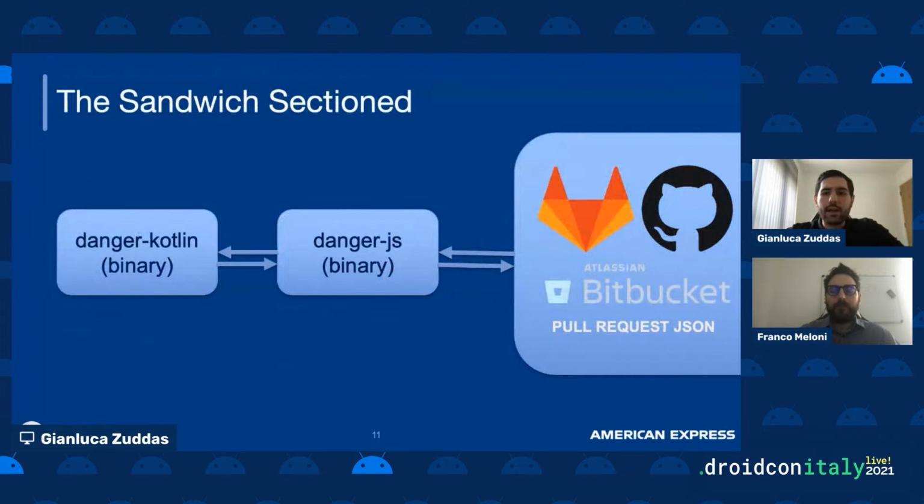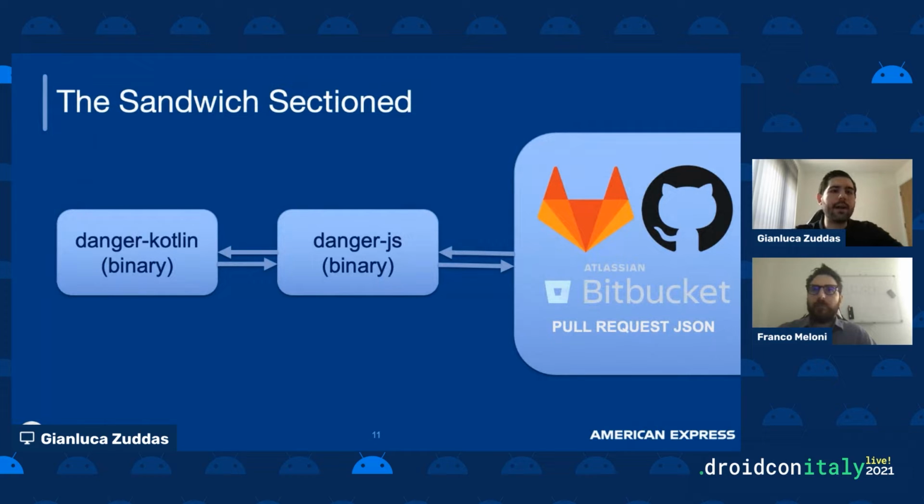And we can have a look a bit in details, like when we were a kid and we loved to open the sandwich and get only the cheese or the ham from inside. So let's see how Danger works. We have a Danger Kotlin binary that is the one that is invoked on your CI.